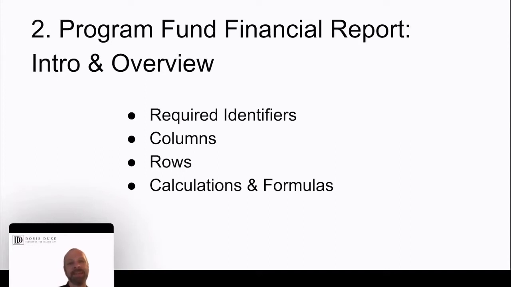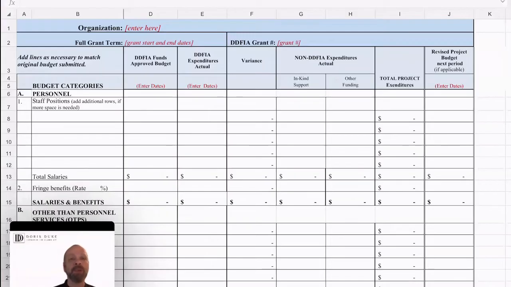All right, so we're going to get into looking at the template for this. And as I mentioned, there's just one template for all reports, whether that's a progress report or a final report. So we're going to go over the template in general terms, as well as give specific instructions for both progress reports and final reports along the way. We're going to talk about the required identifiers, each of the columns, as well as the rows, and the calculations and formulas.